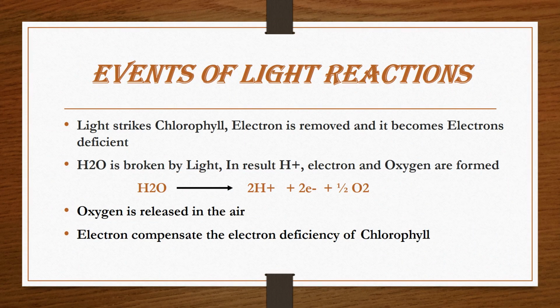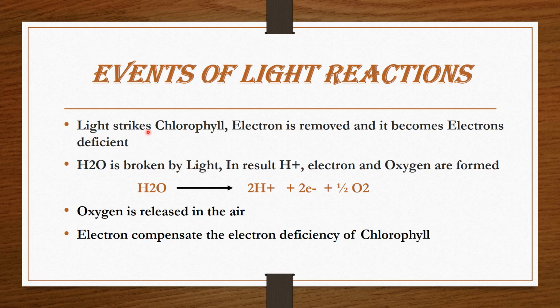Events of light reaction. What actually occurs in the light reaction? You can see on your page number 134. First, the sunlight which comes from the sun strikes the surface of leaves. Firstly it strikes the chlorophyll present in the leaves of the plant.